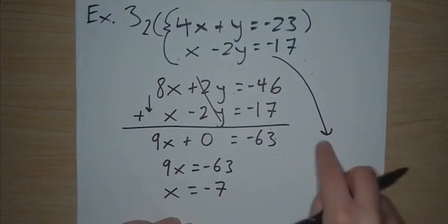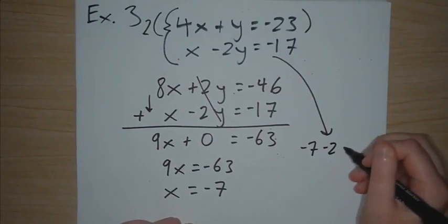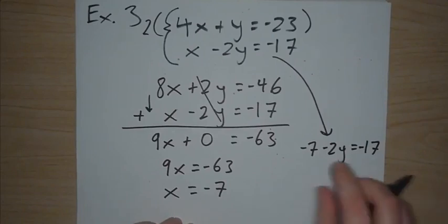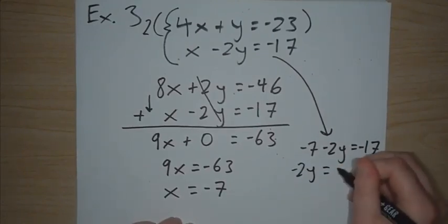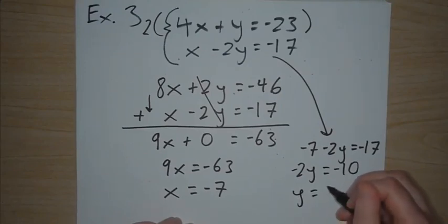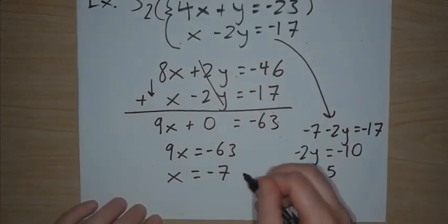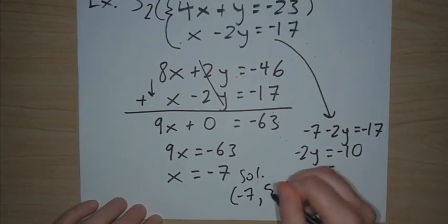So having x equals negative 7 into this equation right here, we have negative 7 minus 2y is equal to negative 17. Adding 7 on both sides, we have negative 2y is equal to negative 10. And then divided by negative 2 on both sides, we have y is equal to positive 5. So we have a solution. We have a solution at point negative 7, positive 5.